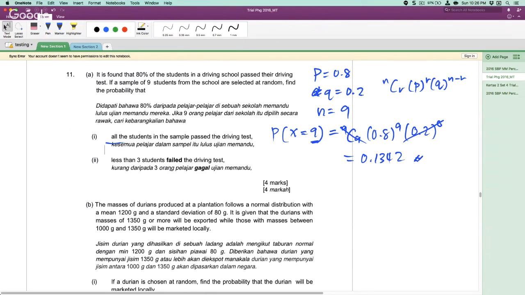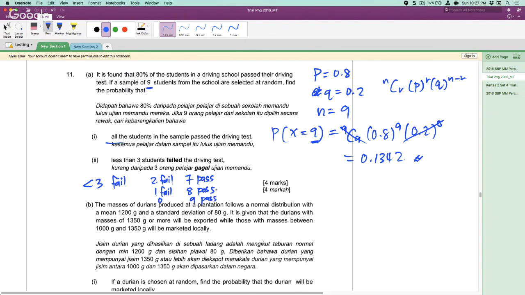All right, less than 3 students fail. This one is a little bit tricky because here they say pass, but over here they say fail. I'm going to teach you some logic. They say less than 3 fail. So imagine if 2 students fail, how many students will pass? Because you have 9 students here. If 2 students fail, that means 7 students will pass. If 1 student fails, that means 8 students will pass. If 0 students fail, that means 9 will pass.